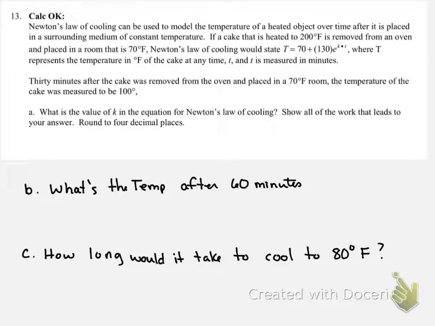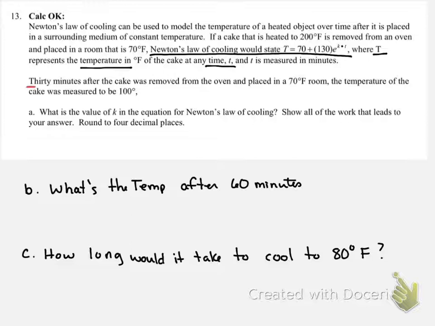In this question, there's a lot of text, of course, to read through. But here you'll see that Newton's law of cooling would state that temperature equals 70 plus 130 e to the k times t, and they tell us big T is temperature and little t is time. Then they give us some specific information.